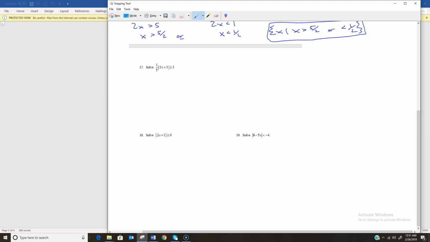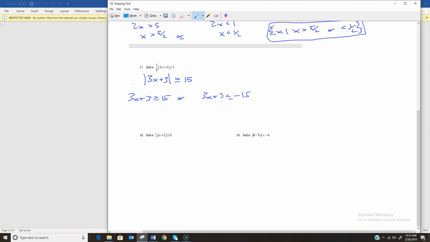On this problem, we're going to multiply first by 5 to get rid of the 1/5. So that'll give us the absolute value of 3x plus 3 is greater than or equal to 15. And don't lose our absolute value signs. So if we want to be greater than or equal to 15, then the inside here could come out to be greater than or equal to 15, but it could also be less than or equal to negative 15.